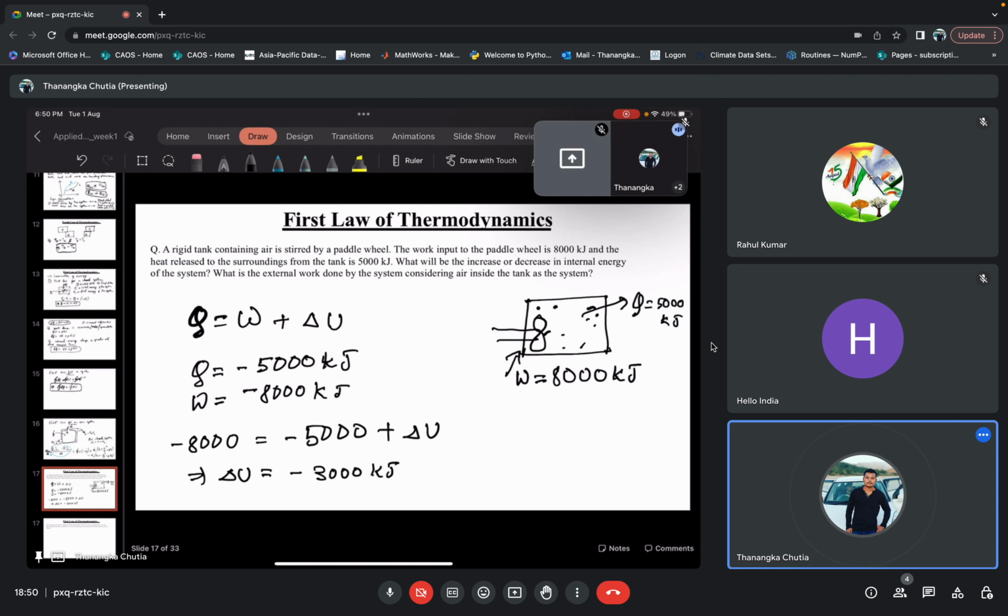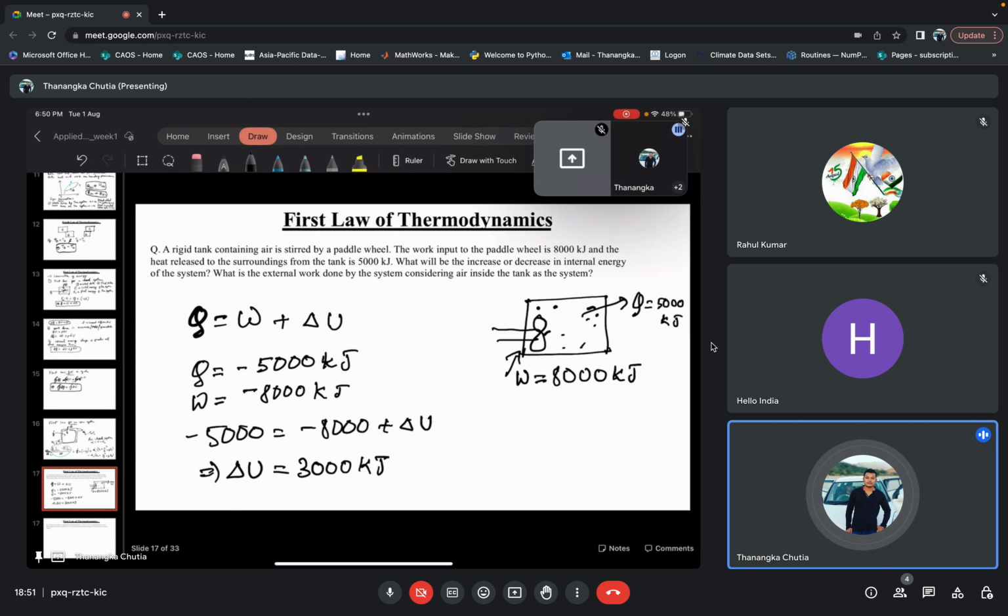Oh, I'm sorry, I have put the values the opposite way. So Q is minus 5000 and W is minus 8000, plus delta U. So delta U you will get as 3000 kilojoule. So what it is saying is that there is an increase of internal energy by 3000 kilojoule.